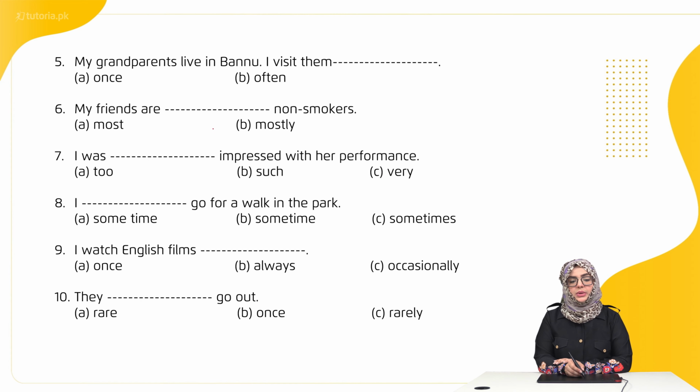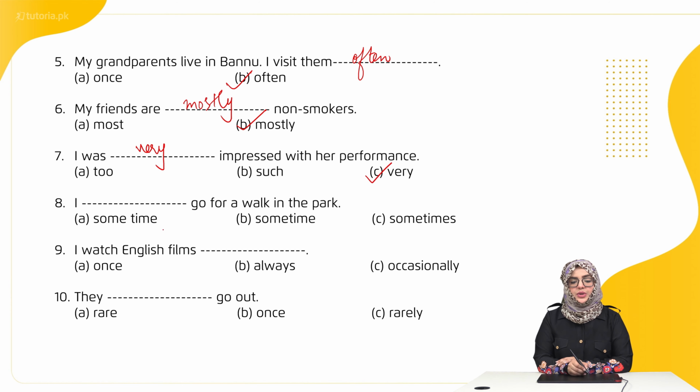Fifth is: my grandparents live in Bannu. I visit them dash, and we have options once and often. Often is the correct option. Sixth is: my friends are dash non-smokers, most and mostly. So we would go for mostly. Seventh is: I was dash impressed with her performance, and we have options too, such and very. So very is the correct one.